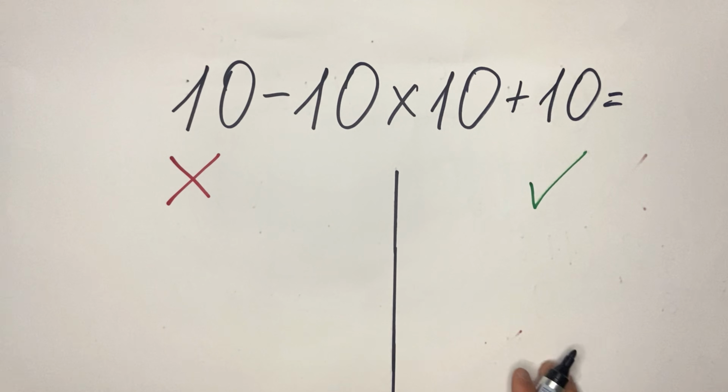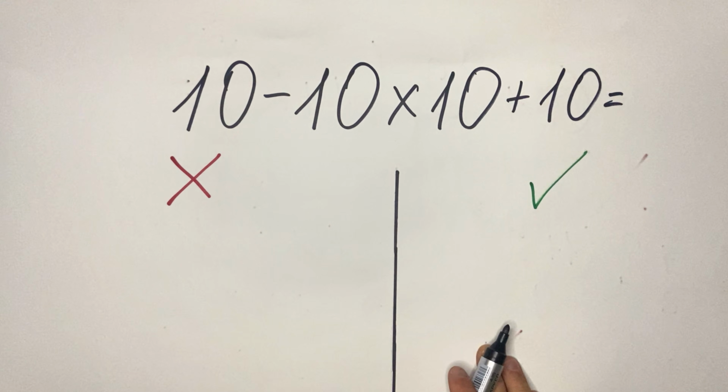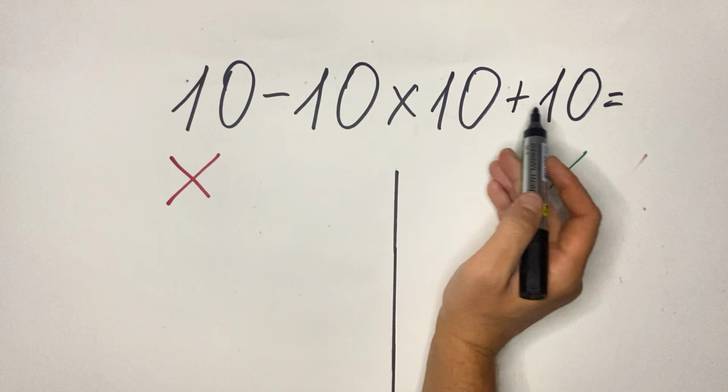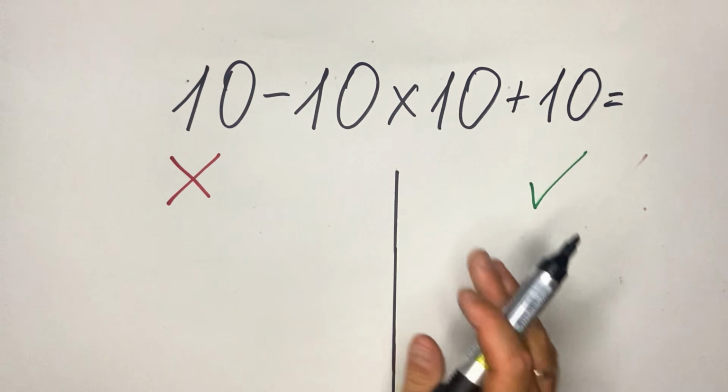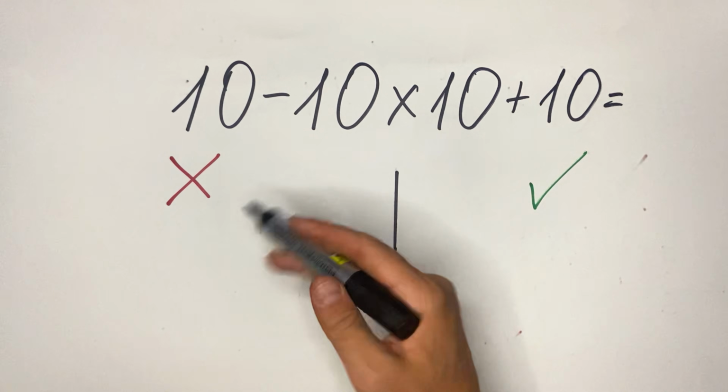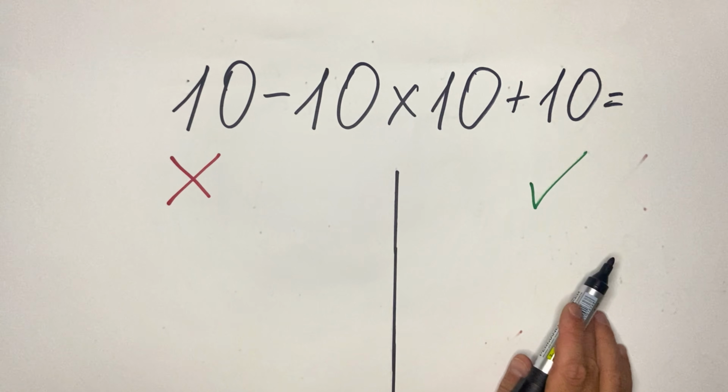Hello everyone, guys, in this video we have the following equation: 10 minus 10 multiplied by 10 plus 10. What I saw on the internet is that most of the people go from left to right without paying attention to the multiplication sign.